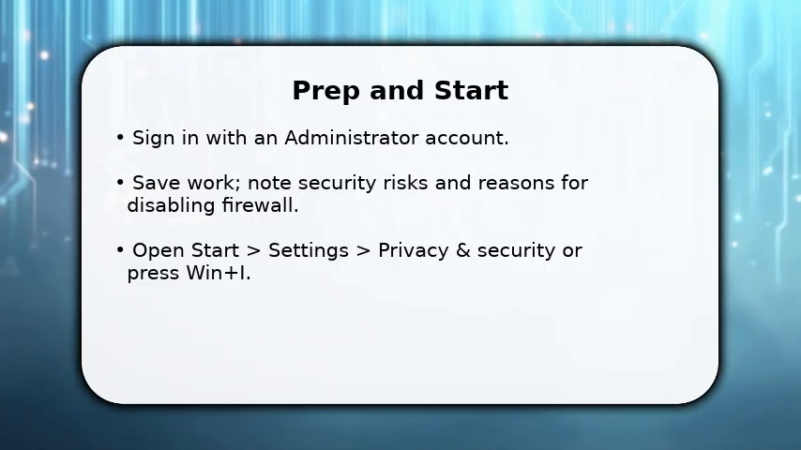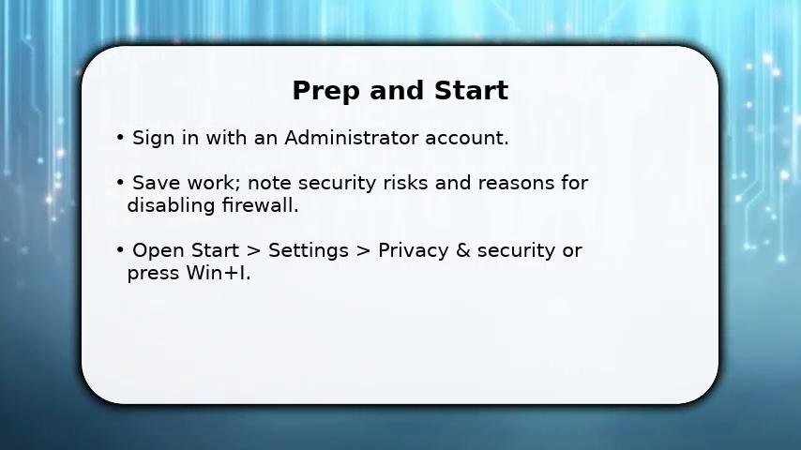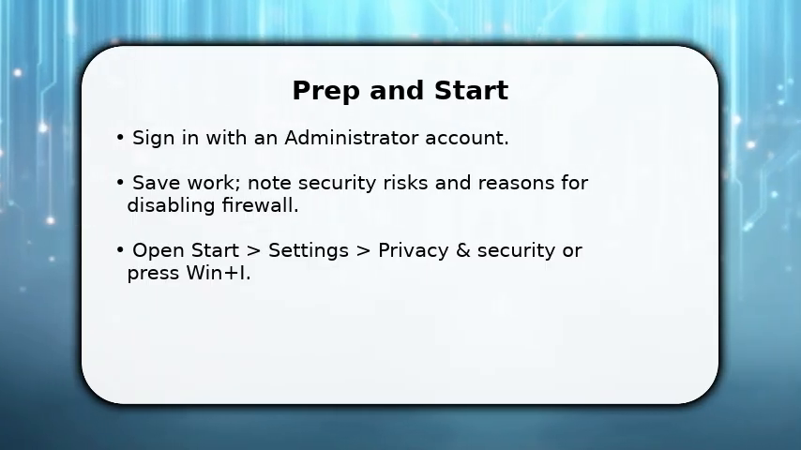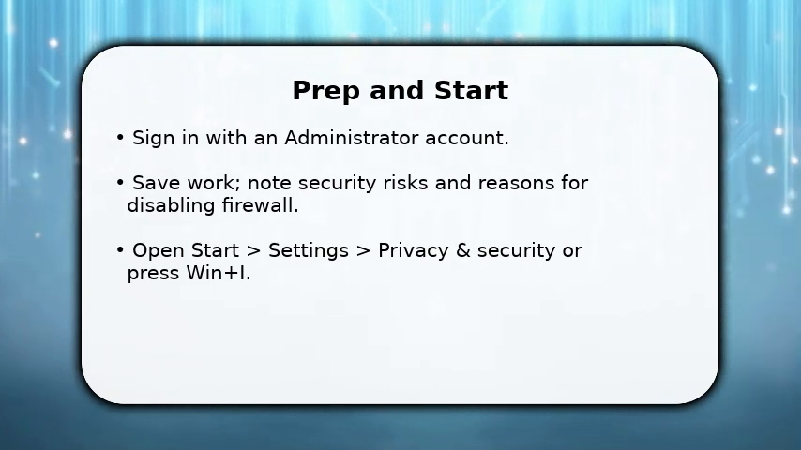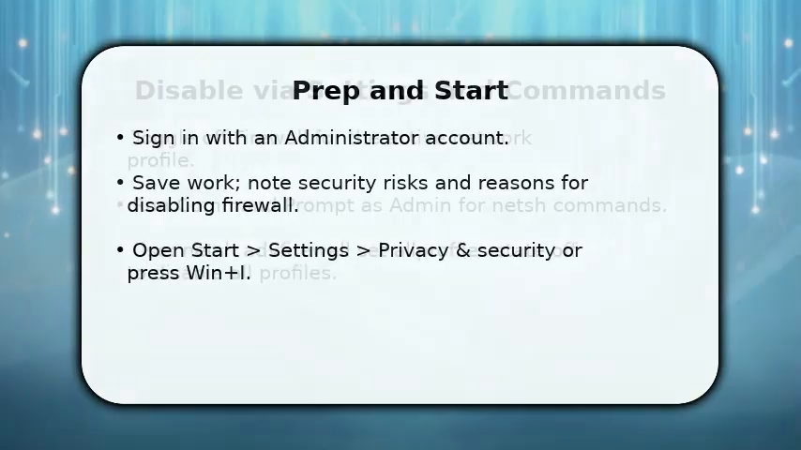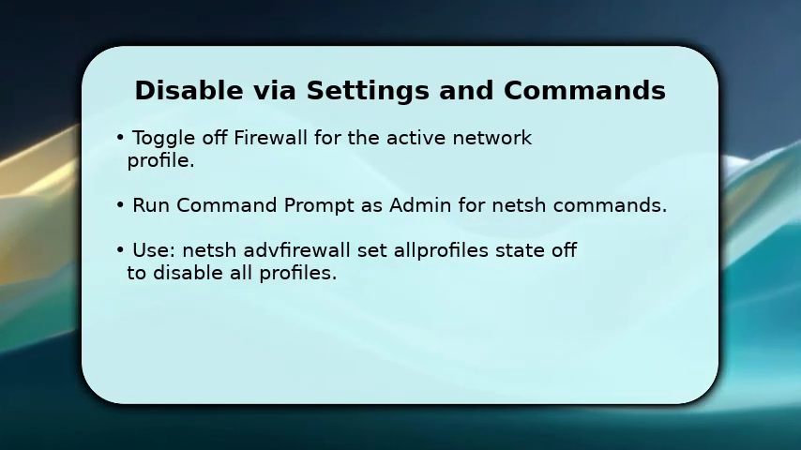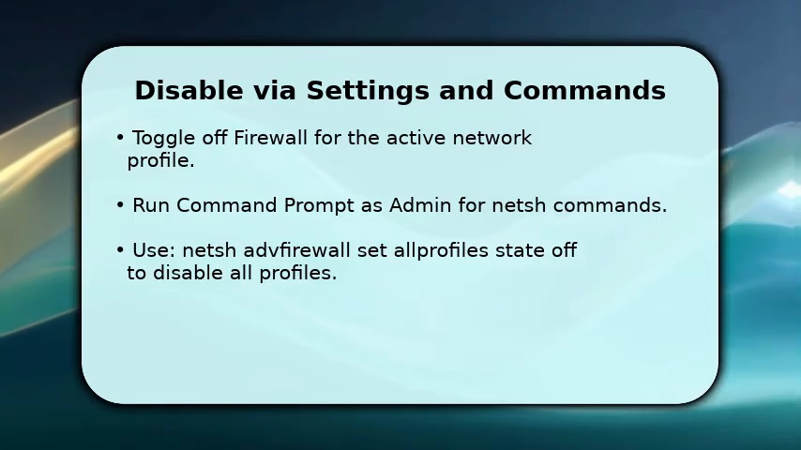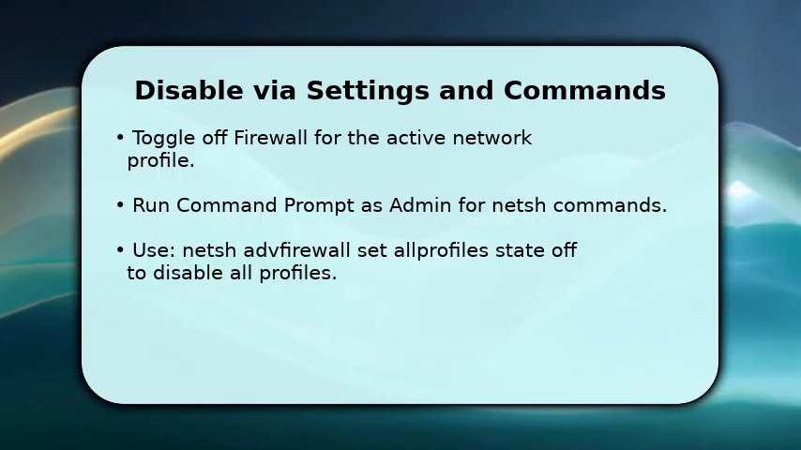Make sure to choose the specific network profile you're on, domain, private, or public, so you don't accidentally disable protection for other contexts. Start with the profile in active use, and prepare to confirm UAC prompts as you continue. In Firewall and Network Protection, toggle the switch off for the active profile. Accept any UAC prompt. Once that's done, open Command Prompt as administrator to enforce the change across profiles.